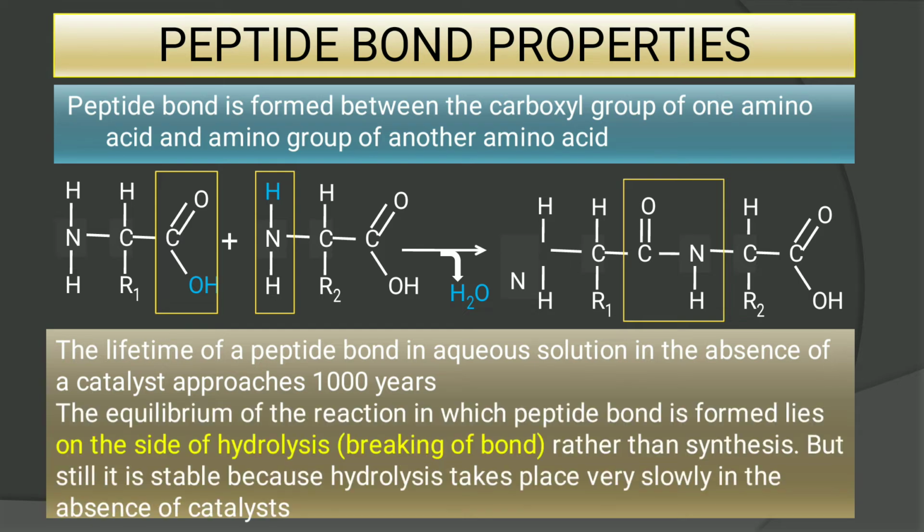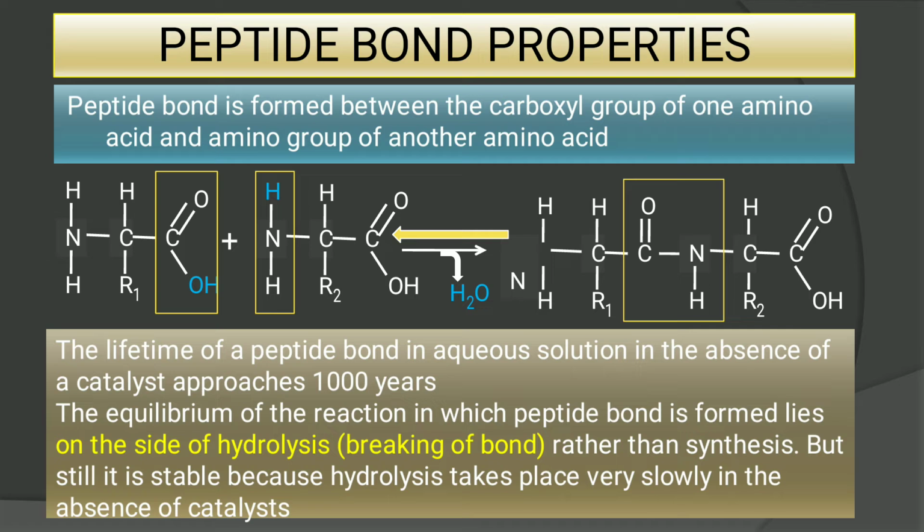But we can see one contradictory fact: the equilibrium of the reaction given in the figure that I represented above, in which the peptide bond is formed, lies on the side of hydrolysis. Hydrolysis means the breaking of the bond. So you can see the yellow arrow mark. The equilibrium is towards the breaking of the bond, not towards the formation of the bond. But still the peptide bond is persisting.